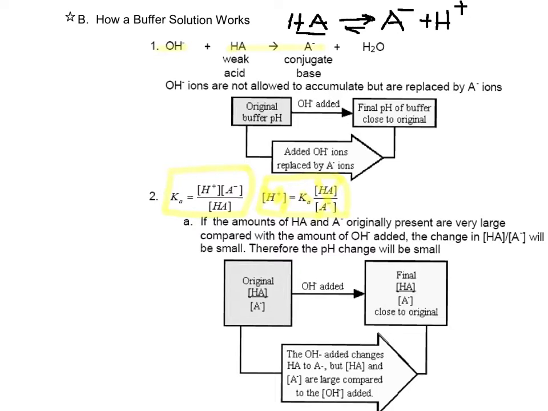And so if you have really large amounts of that acid and that conjugate base, then if you add a small amount of hydroxide ions or a small amount of hydrogen ions, the change in that ratio is going to be pretty small, and therefore your pH change is going to be really small. It's important, though, that you have large amounts of your buffer components and you add small amounts of your hydroxide or hydrogen ions. If you add too much hydrogen or too much hydroxide, then there will be a change in pH. There's always a point in which your buffer stops working.